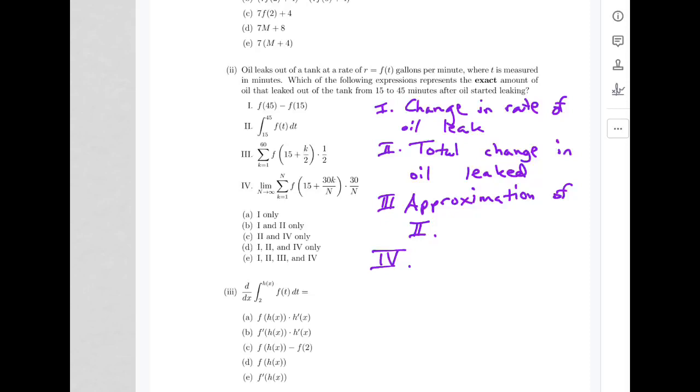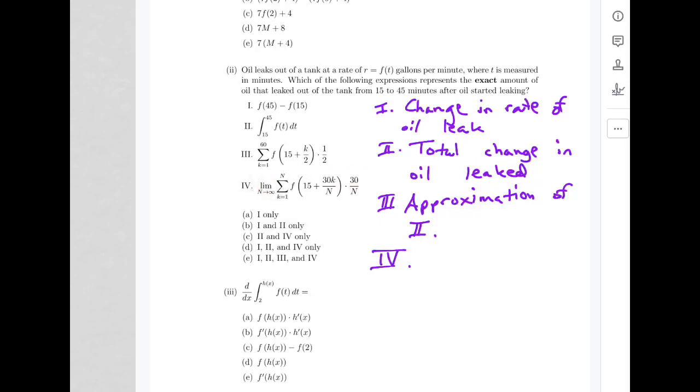well, if we're looking at this, we're letting n go to infinity, and we have 15 plus 30k over n times 30 over n. So if we look at this, then 15 to 45 minutes is your total change. So that 30 over n is your width or your change in time. So 30 minutes divided by however many intervals. And then you have 15, your starting time that you're plugging into your rate, plus that 30 over n times k, to get specifically the kth interval's rate.